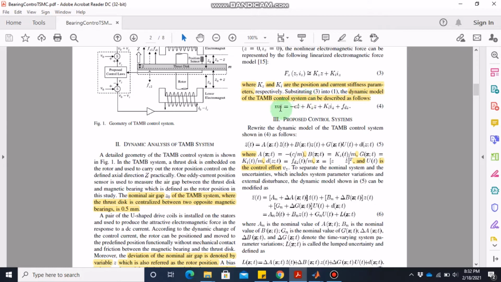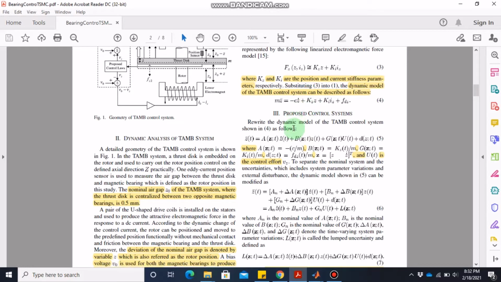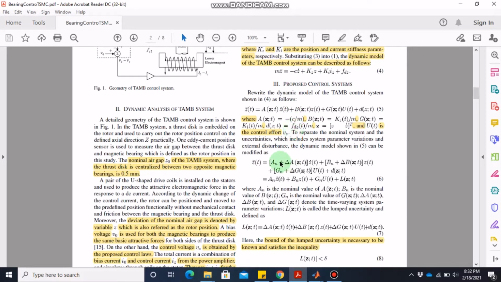It's basically a second order system which is presented by, let's say, this equation 5 is a good representation of the system. Z double dot is A times Z dot plus B times Z plus G times U plus some disturbance. In this video I'm just going to ignore this disturbance. You can add disturbance later on.